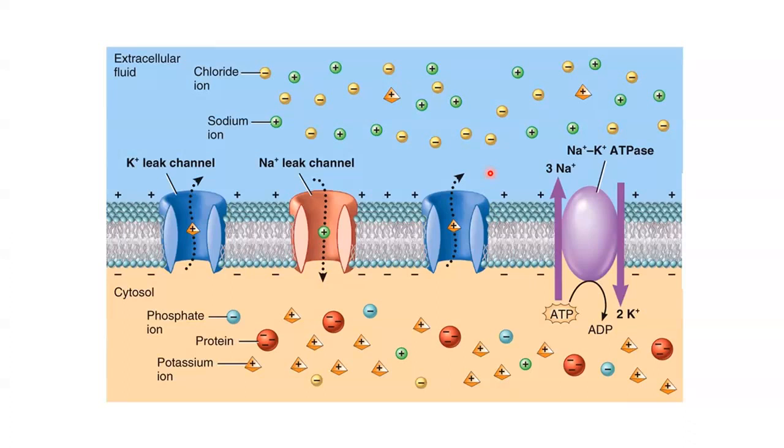Now, because of this resting membrane potential, or the difference in the electrical charge from the inside to the outside of the cell, when these ion channels open in the plasma membrane, the ions are going to want to move down their concentration or electrical gradient, either into or out of the cell. This movement of ions through those channels is what creates the electrical current.